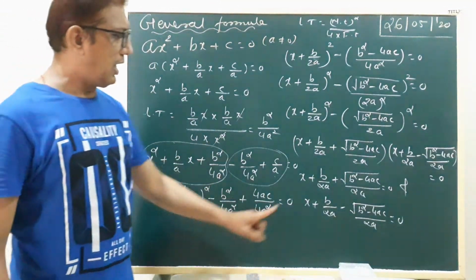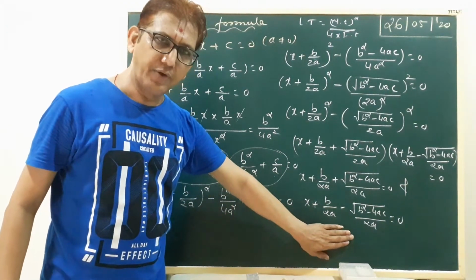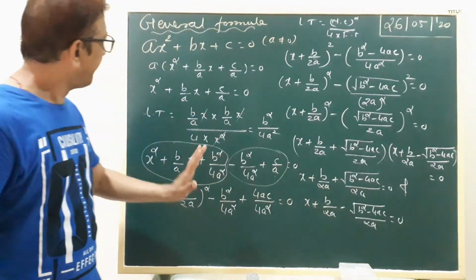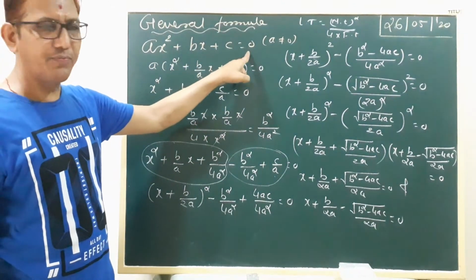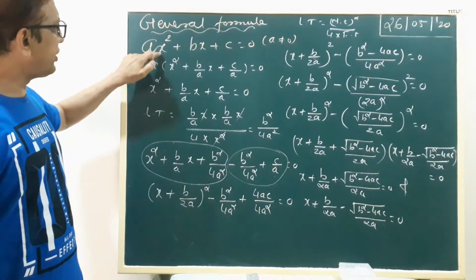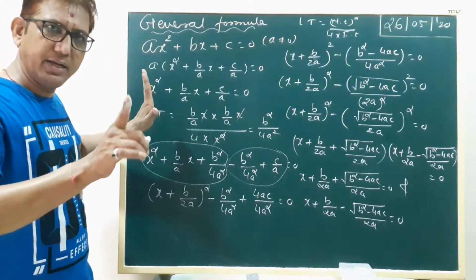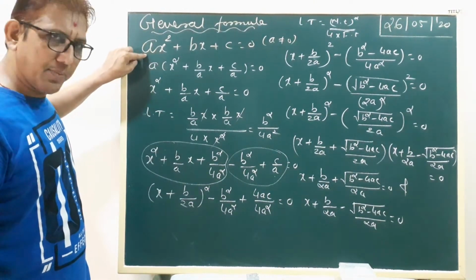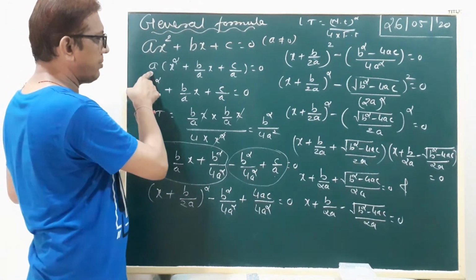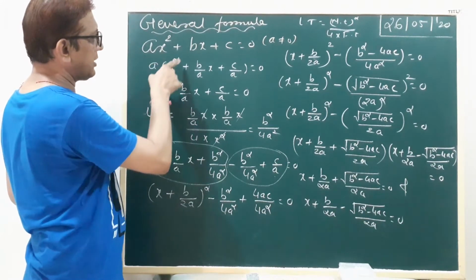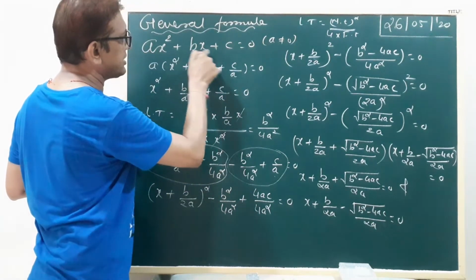Is that clear? Again we repeat the question. Here one step remains: find the value of x. Let us explain it. Again we repeat. This is our quadratic equation ax square plus bx plus c equal to 0. First we take common the number a, the coefficient of x square. If this number is a perfect square, then we do not take it common. If the coefficient of x square is not a perfect square, then we always take the number common. Clear? Okay, here a is common. So x square plus b upon a x plus c upon a. If you multiply a into this bracket, the quotient is this one.